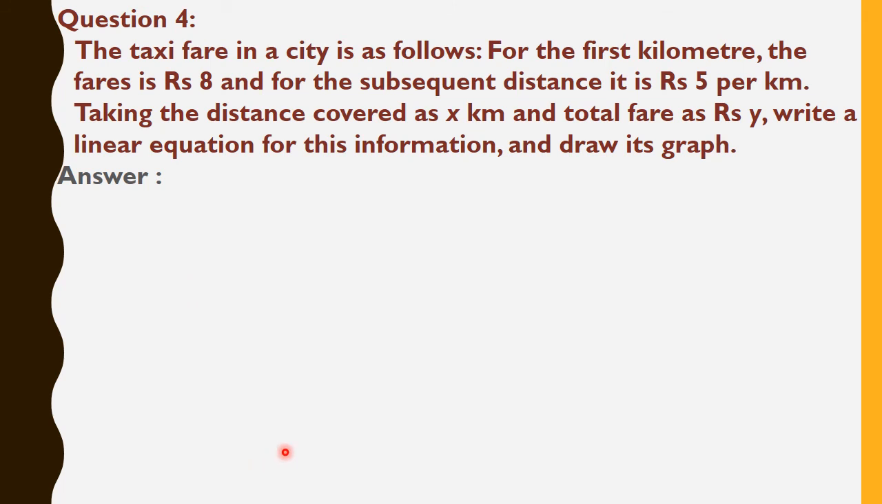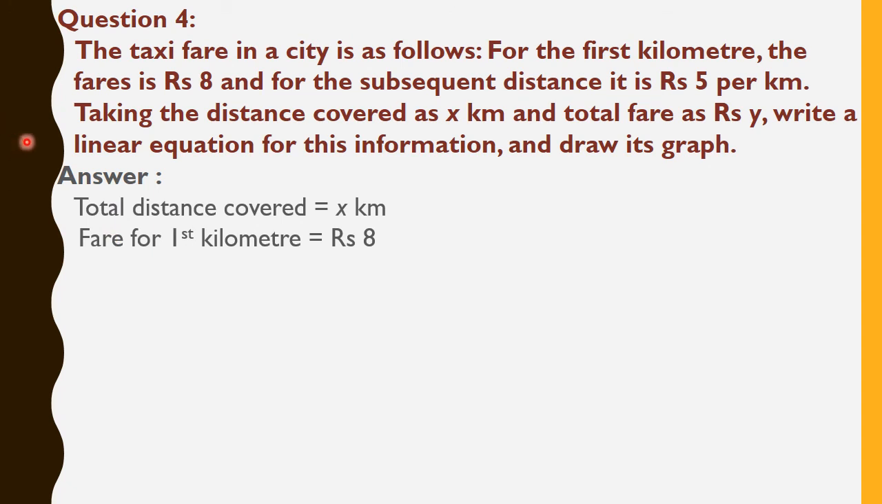Question number 4 says, a taxi fare in a city is as follows. For the first kilometer, the fare is rupees 8, and for the subsequent distances, it is rupees 5 per kilometer. Taking the distance covered as x kilometer and total fare as rupees y, write a linear equation for this information and draw a graph.